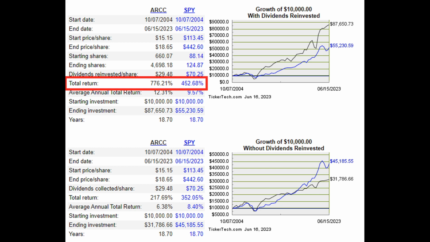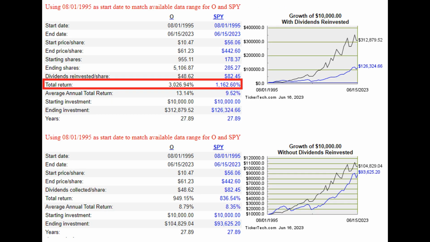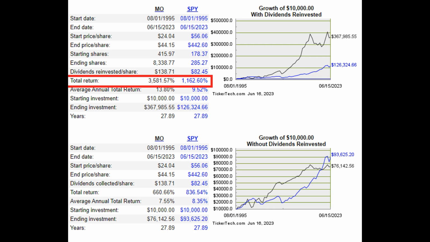Here is the S&P 500 versus RS Capital, with the business development company beating it by over 300% when dividends are reinvested. Here is a comparison with Realty Income, with the REIT crushing the S&P 500. And also a comparison with Altria, showing that if you compare the S&P 500 with the tobacco company only on price, the ETF is beating it. But when you factor in the reinvested dividends, Altria is actually again crushing SPY.